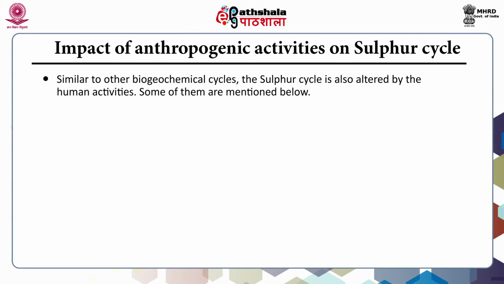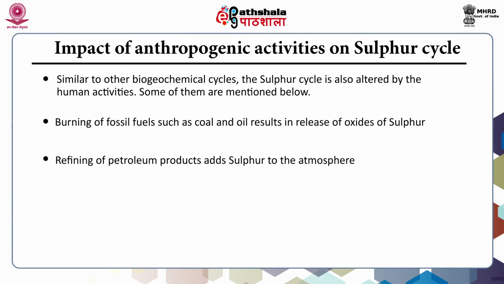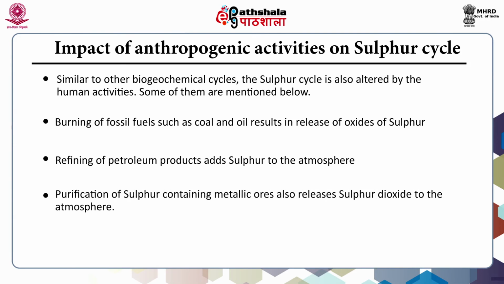Now, let us look into the various impacts that are created by the anthropogenic activities on the sulfur cycle. Similar to all other biogeochemical cycles, the sulfur cycle is also altered by the human activities. One, the burning of fossil fuels releases a lot of oxides of sulfur. Two, refining petroleum products adds sulfur to the atmosphere. Purification of sulfur containing metallic ores also releases sulfur dioxide to the atmosphere. These are the three ways by which human activities disturb the sulfur cycle.